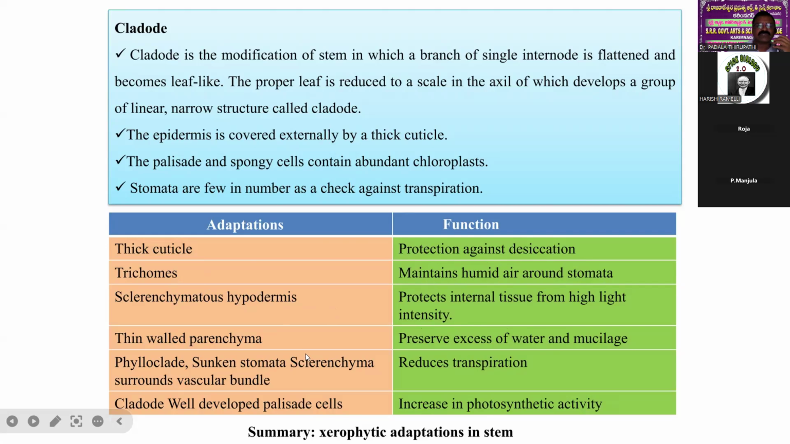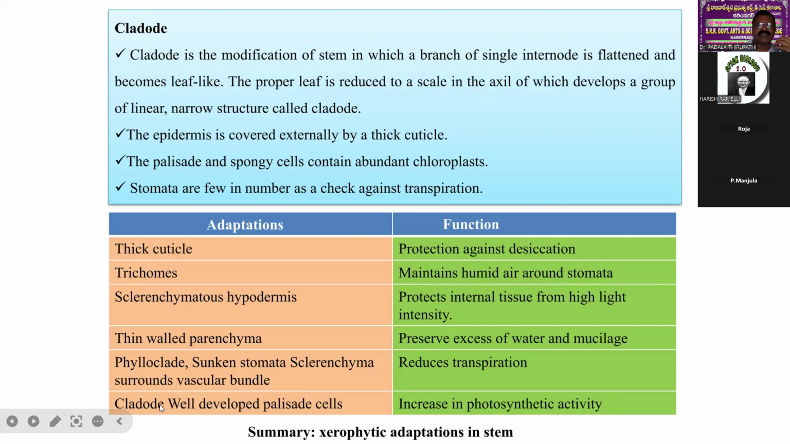And thin-walled parenchyma preserves excess water. These thin-walled parenchyma preserve the water and mucilage. Phylloclade, sunken stomata and sclerenchyma, which surrounds the vascular bundles, reduce the transpiration. The main function is to reduce the transpiration.